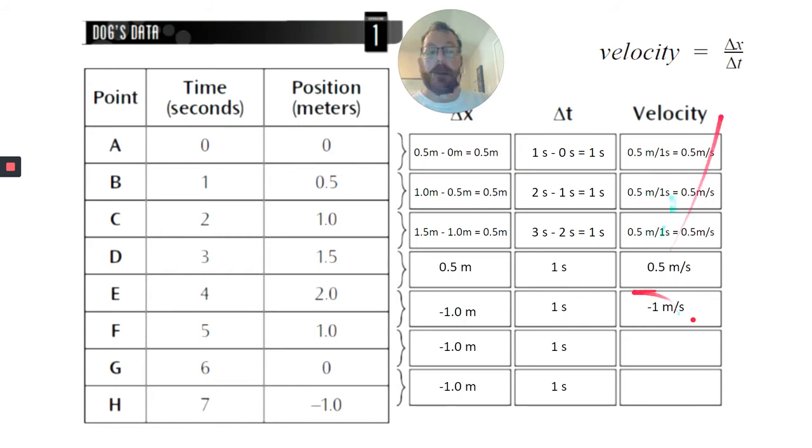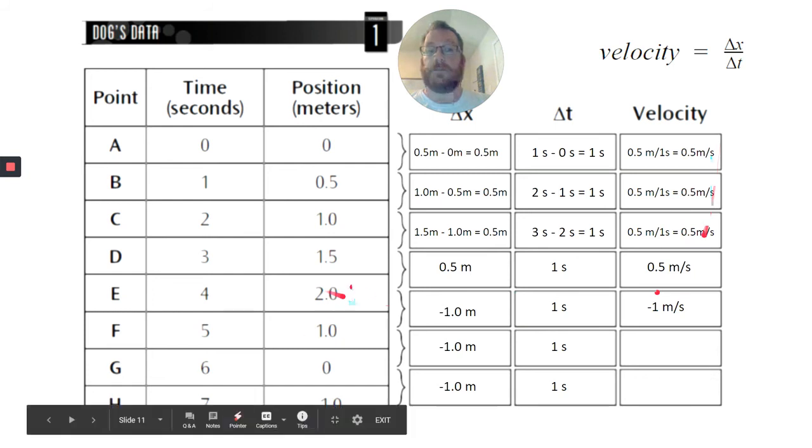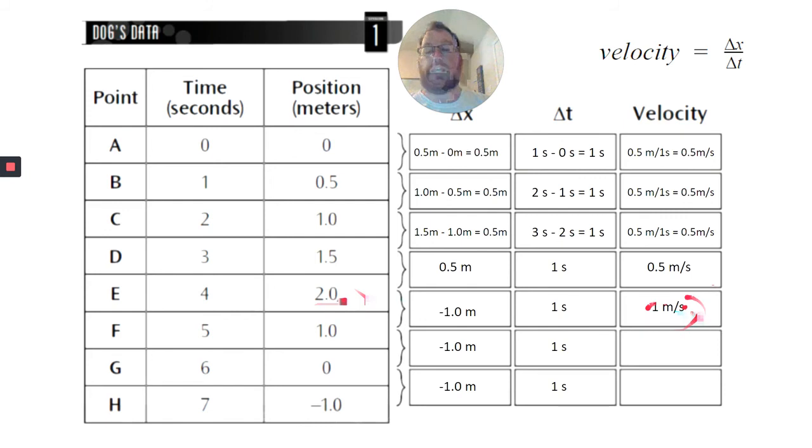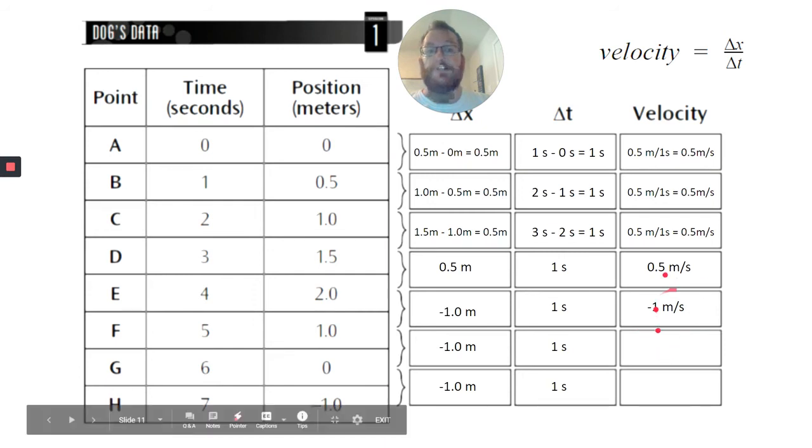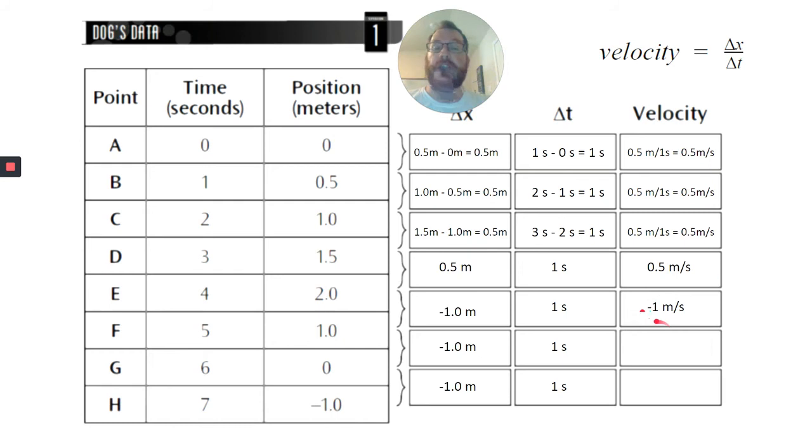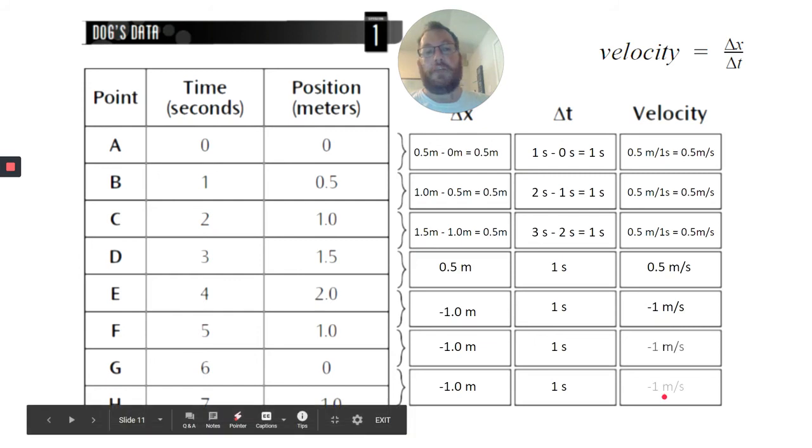It's different from these, right? Because we know the dog turned around. Moving from E to F, the dog turned around. And our velocity is showing us that by telling us that it's a negative value. It's also saying that it's going faster, right? 0.5 meters per second versus 1 meter per second. So this is a faster velocity. And we saw that, right? The dog covered more distance in the same amount of time on its way back. Okay, and then it's going to be negative 1 meter per second going for the rest of these.